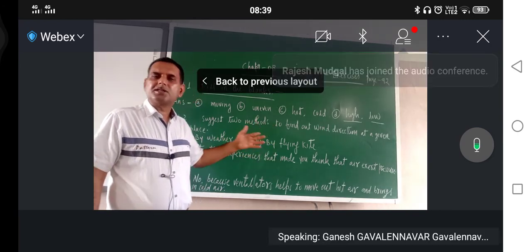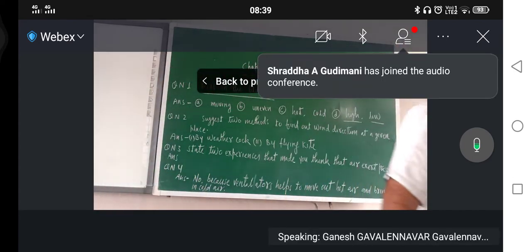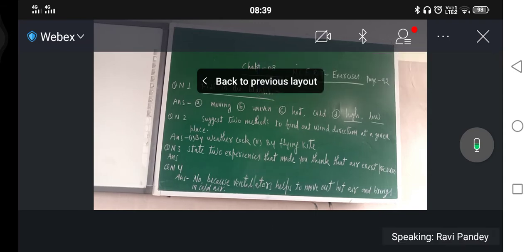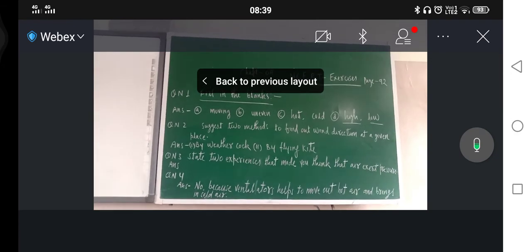So these are the two methods by which very easily we can come to know the direction of wind. Okay, so in this way we can find out the wind direction.